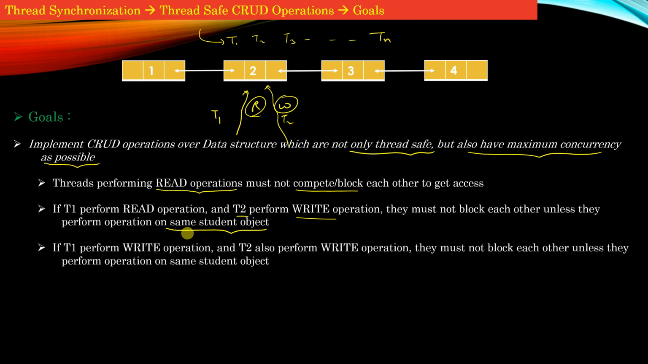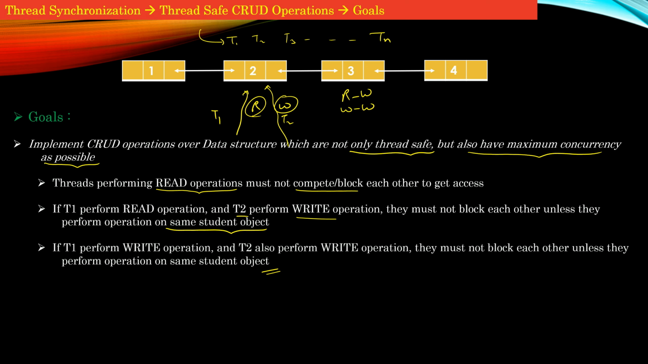Then the third goal is that if the thread T1 performs a write operation and the thread T2 also performs a write operation, then they must not block each other unless they perform the operation on the same student object. So it's the same story. Just like read and write are conflicting operations, write and write are also conflicting operations.